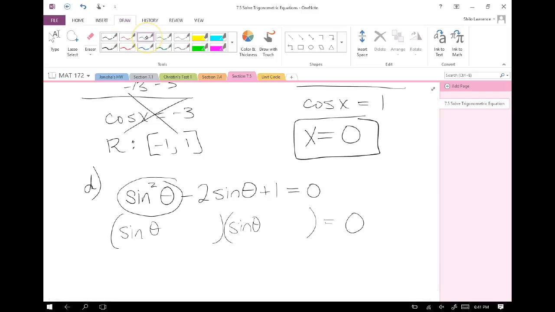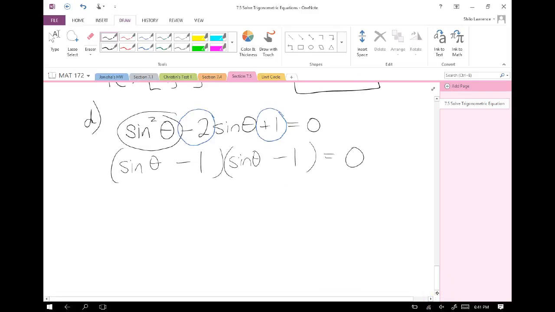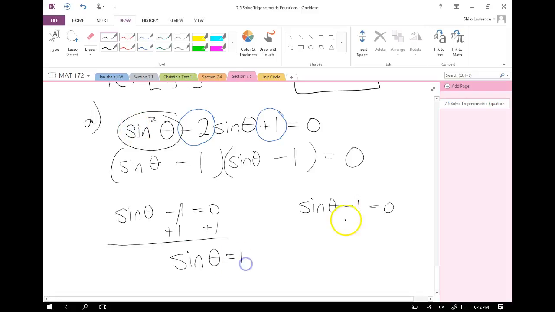And then for the back part of the factoring, we're looking for two numbers that multiply to be positive 1, but add to be negative 2. And the only pair of numbers that does that is minus 1 and minus 1. So now I've got two things multiplied together equals 0. That means one of them is 0. Sine theta minus 1 equals 0. And we're going to isolate our trig functions. They both come out as sine theta equals 1.